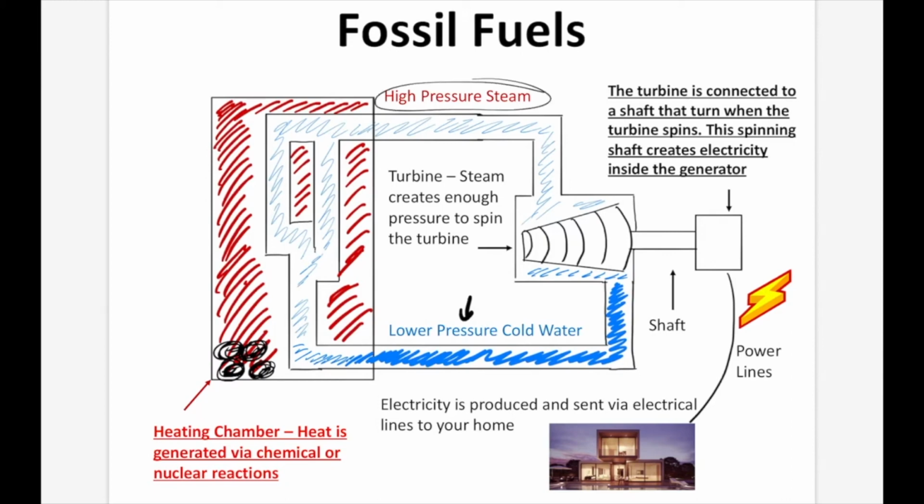When the water molecules start moving faster because they gain more energy, they become steam. The steam is going to carry a lot of pressure. When that pressure travels down the shaft, it hits the turbine. When it hits the turbine, it causes the turbine to spin. As the turbine spins, it causes this shaft to rotate as well. When the shaft rotates, it causes the generator to produce electricity. That electricity is then sent via power lines to your house.